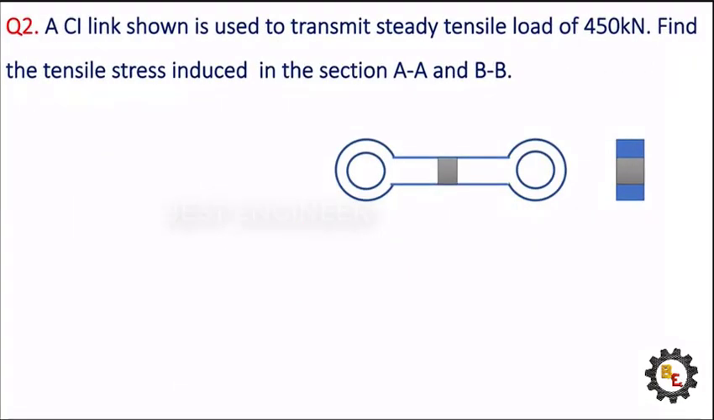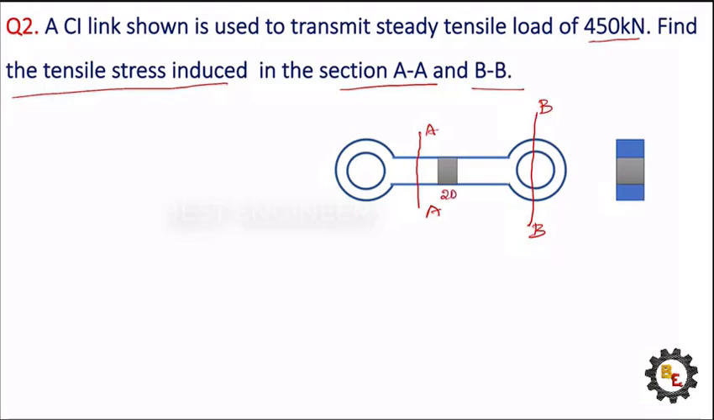Next, a cast iron link is used to transmit a steady tensile load of 50 kN. Find the tensile stress induced in the sections AA and BB. Here there are two sections. This is section AA and this one is section BB. We need to find the stress in the two sections. Thickness is 20 millimeter and this height is 60 millimeter.